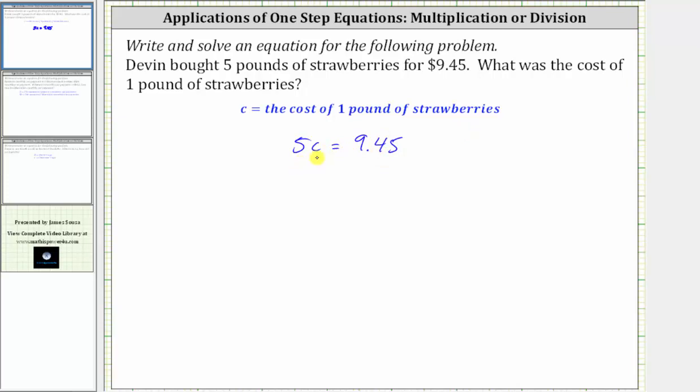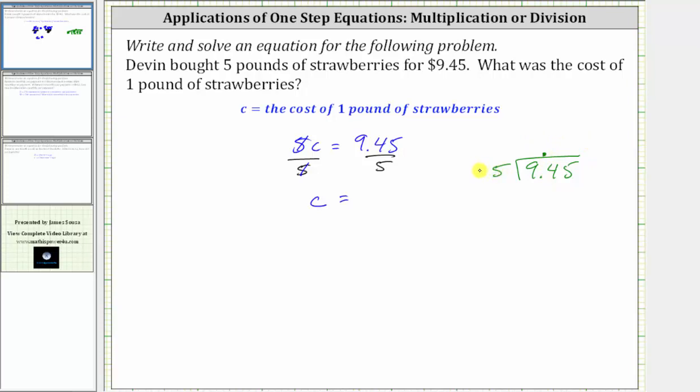And again, since 5C means 5 times C, to undo the multiplication and solve for C, we divide both sides by 5. Simplifying on the left, 5 divided by 5 simplifies to 1. 1 times C is C. We have C equals 9.45 divided by 5. Let's determine the quotient on the side. We have 9.45 divided by 5. Before we divide, we move the decimal point up into the quotient, and now we divide like we normally do.